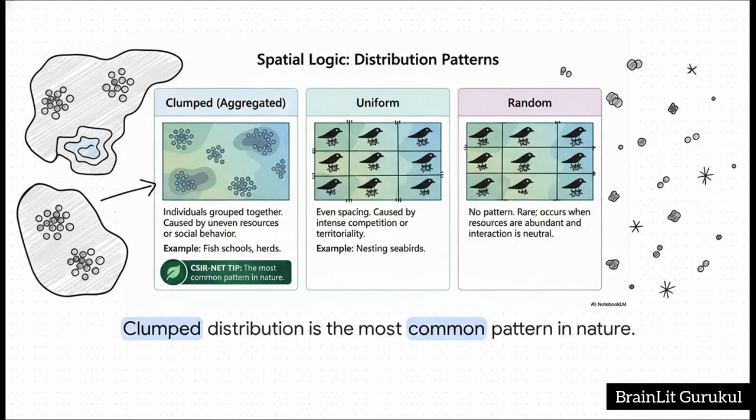You can see the 3 main patterns right here. The first one is clumped, where everyone groups together. This is the big one, by far the most common pattern in nature. Why? Well, it's simple. Resources like food and water are rarely spread out evenly, so life clumps around them. Then you have uniform, which you see when there's competition, like birds defending their little patch of territory. And last, you have random, which is actually super rare because it requires everything to be perfectly even.